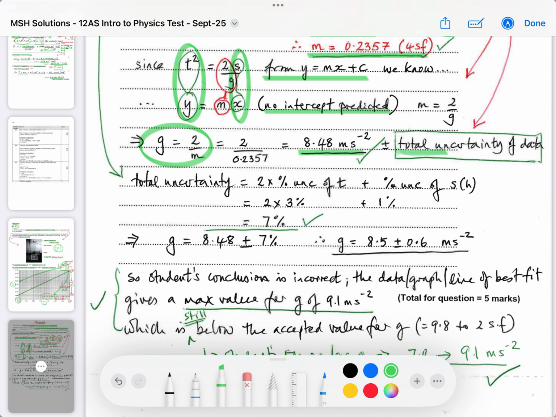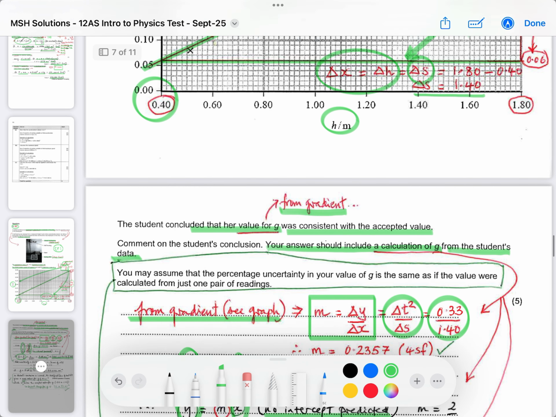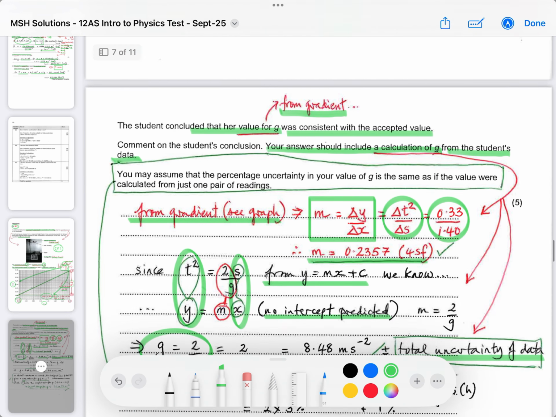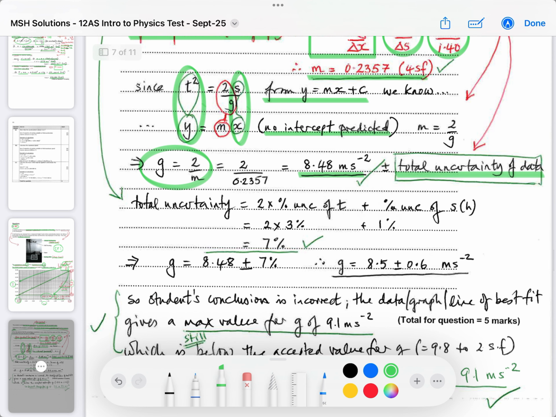But there was a total uncertainty of the data which they gave us in the first question. If you remember, the data was given here as being 3% for time uncertainty and 1% for height. But the equation is t squared and s, so you have to double the percentage uncertainty for t. So that's 6%. And then you add the percentage uncertainty in h because it only comes in once. So 7% total uncertainty. So that will give you gravity of 8.48 from the student's data, plus or minus 7%.